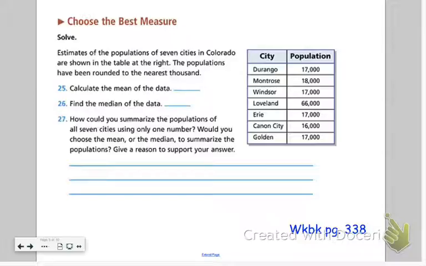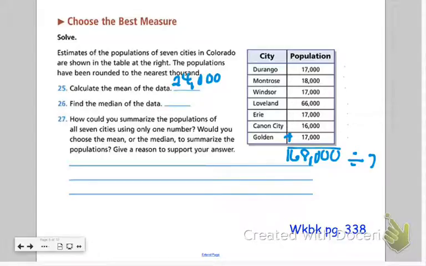We have to add all of these numbers up, and I think I'm just going to use this table here for my addition. And I'm going to end up with 168,000. And then I have to divide by, let's see, 1, 2, 3, 4, 5, 6, 7 numbers. So 168,000 divided by 7, that's going to give me a mean of 24,000.